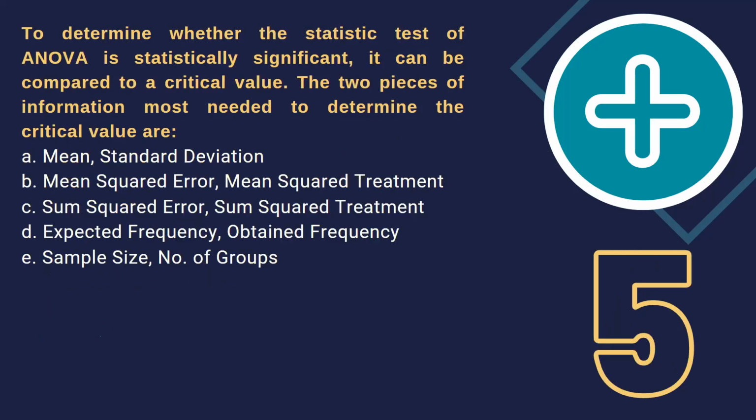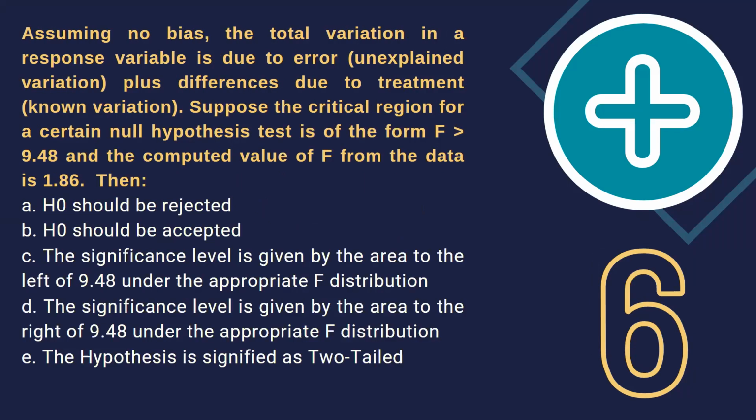To determine whether the statistic test of ANOVA is statistically significant, it can be compared to a critical value. The 2 pieces of information most needed to determine the critical value are A, mean and standard deviation, B, mean squared error and mean squared treatment, C, sum squared error and sum squared treatment, D, expected frequency and obtained frequency, and E, sample size and number of groups. The answer is E, sample size and number of groups.